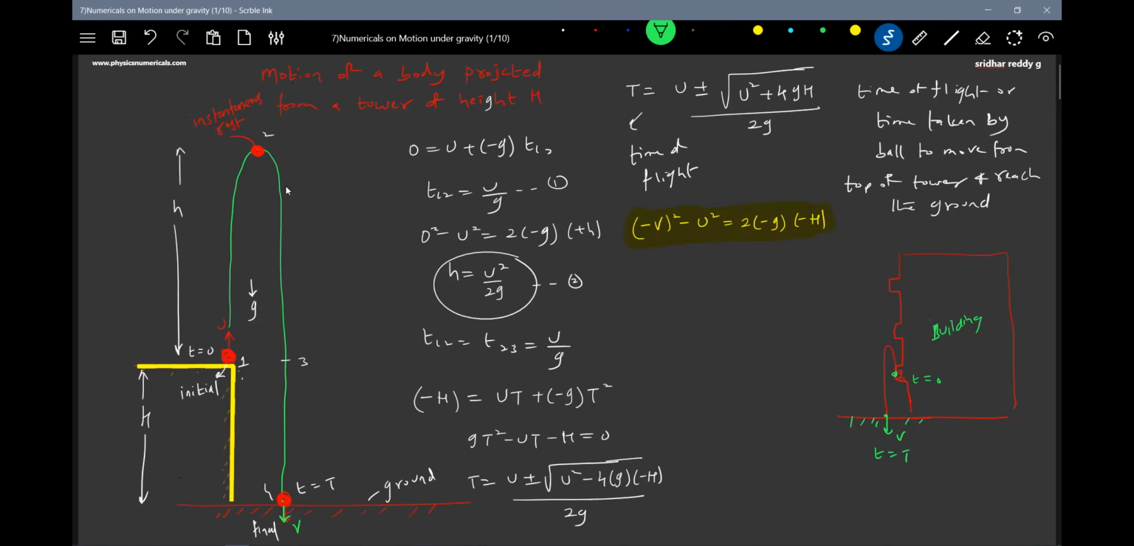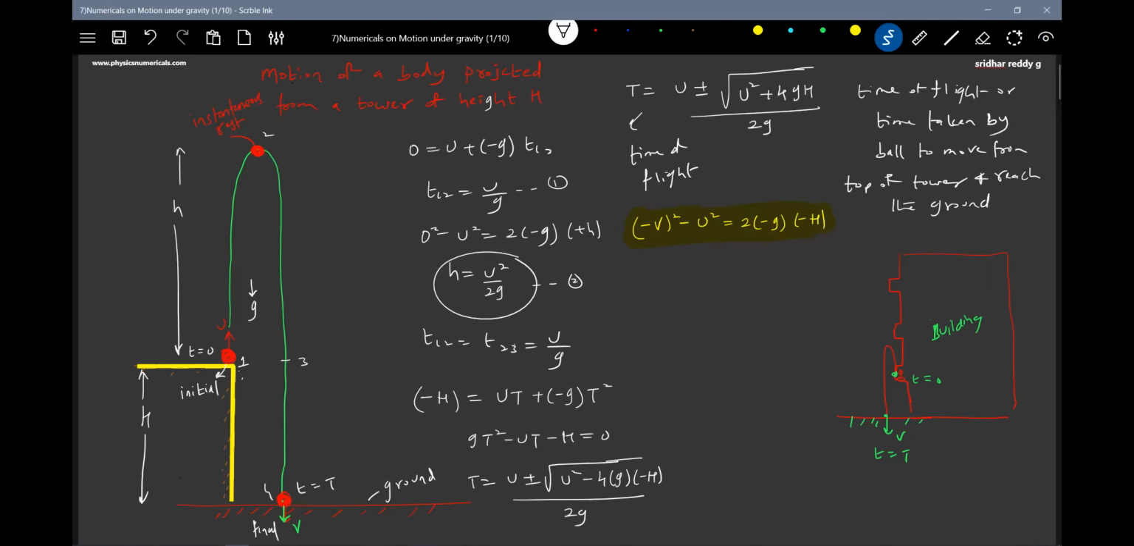Okay, look at this velocity, final velocity. It is directed opposite to initial velocity. So therefore, it will be negative sign. Why g negative? Directed opposite to initial velocity. So therefore, negative sign. Why h negative? The displacement is opposite to initial velocity.